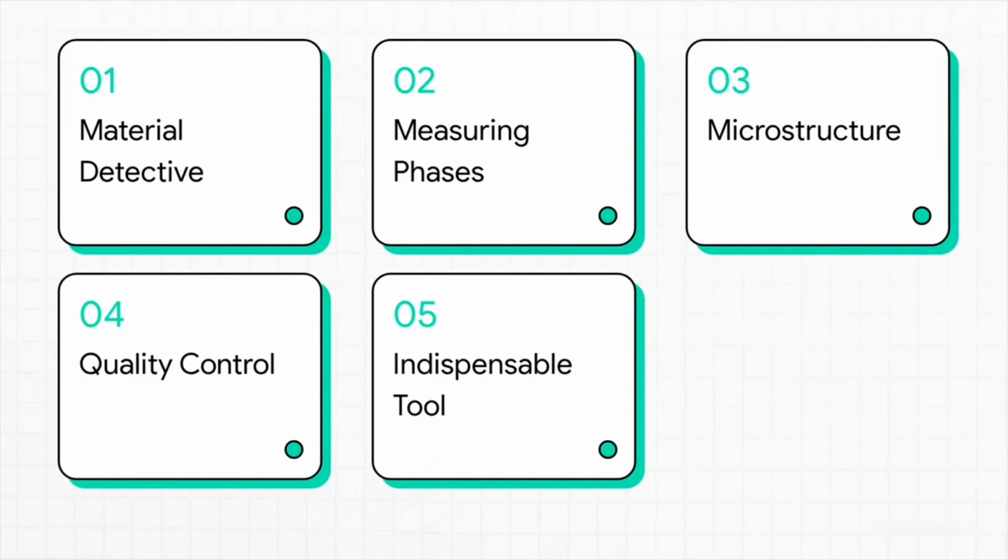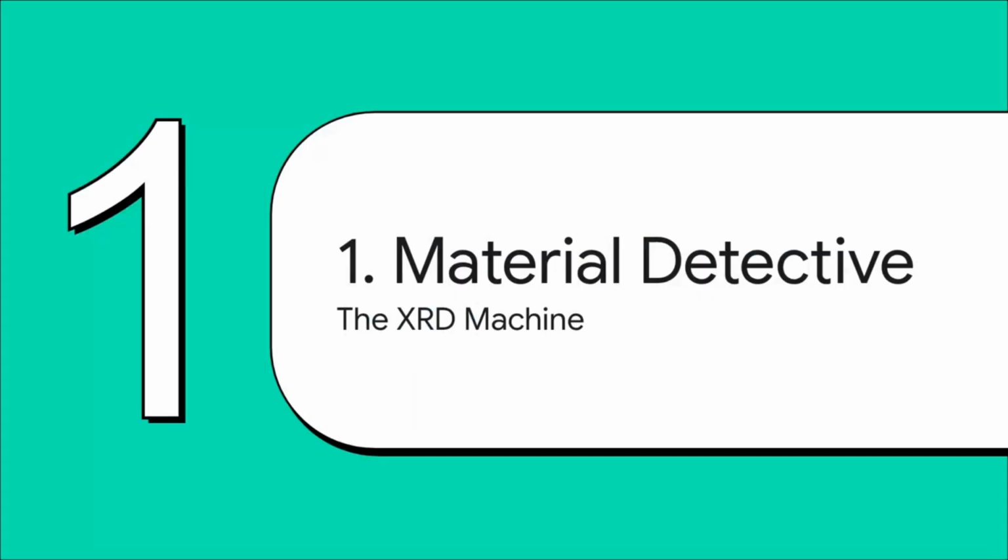Dive into this outline. Today we're going to be covering the ultimate material detective, identifying and measuring phases, decoding the microstructure, industrial quality control, and finally, why this is an indispensable analytical tool. All right, let's kick things off with Section 1, the ultimate material detective.